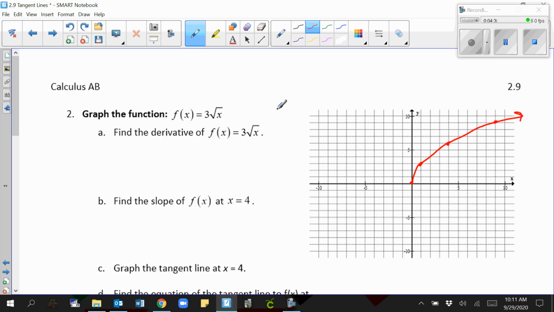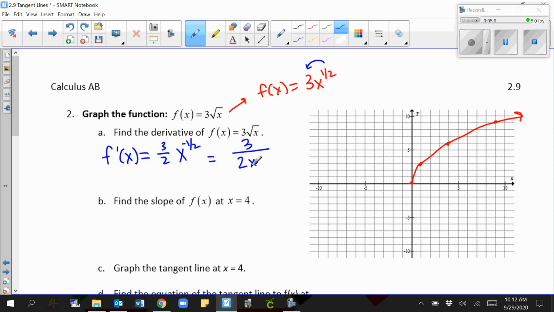And then it says find the derivative. So the first thing is that we can rewrite this as f of x is equal to 3x to the 1/2. So when I find my derivative, f prime of x is going to equal, well, 1/2 times 3 is going to give me 3/2 x, well, 1/2 minus 1 is a -1/2, which is equal to 3 over 2x to the 1/2, or 3 over 2 square root of x.